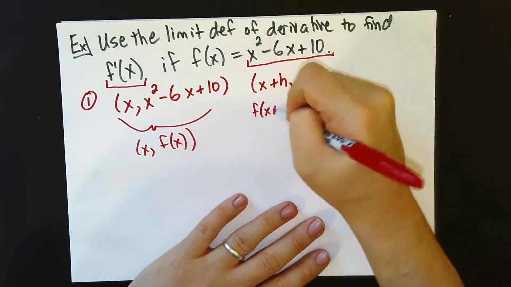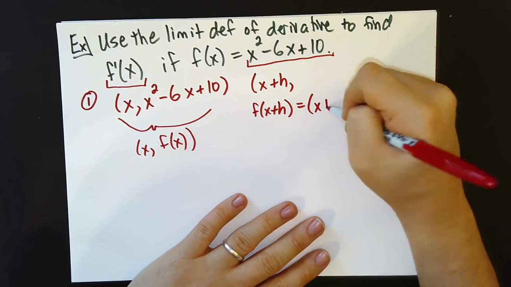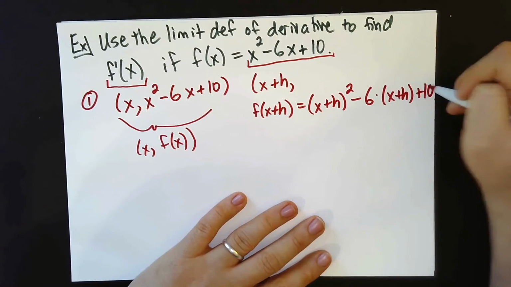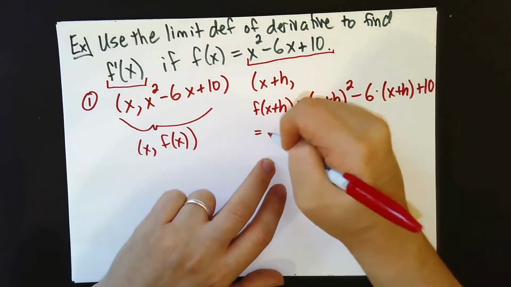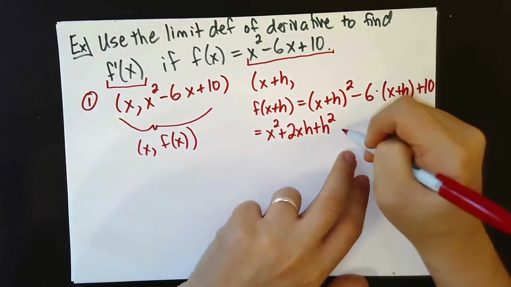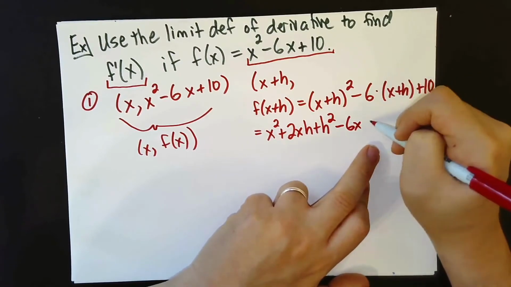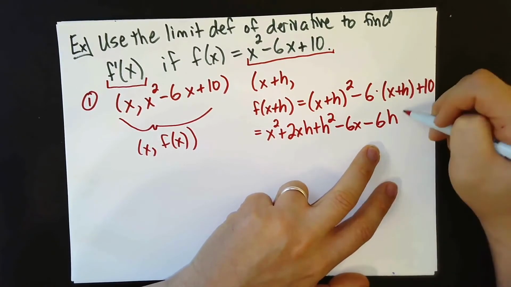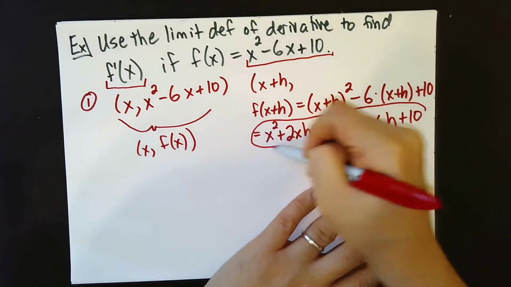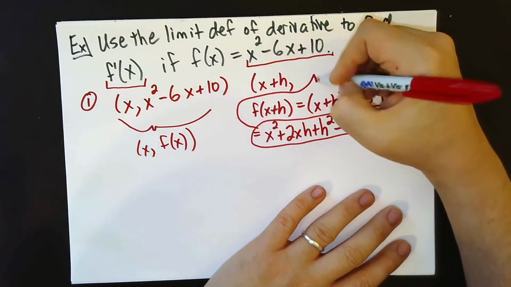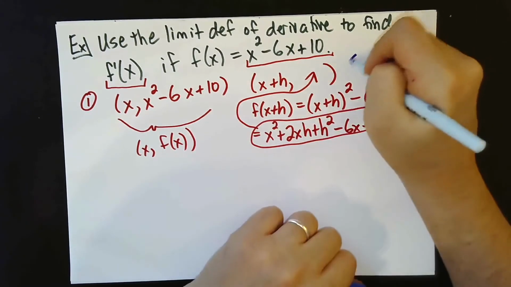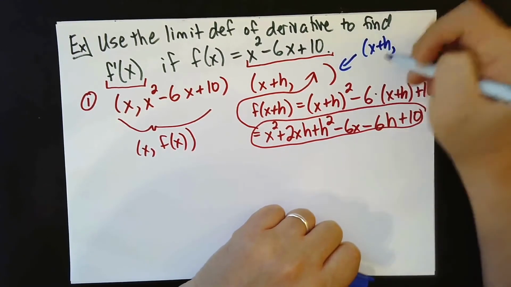I'll do a little simplification first, just to save myself some time. Note this is going to be a little messier because there's 2 variables floating around. There's an x and an h. But we can handle that. If I square x plus h, I'm going to get x squared plus 2xh plus h squared. Then a minus 6x minus 6h plus 10. Okay. And so this will come up here and live in this spot. And so this point here, this is x plus h, comma, f of x plus h.